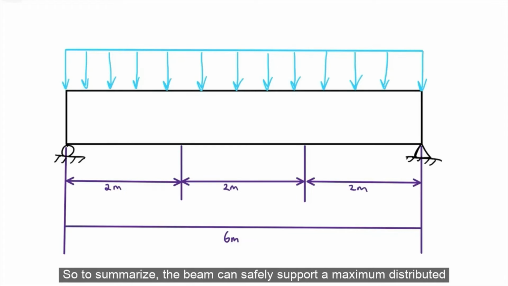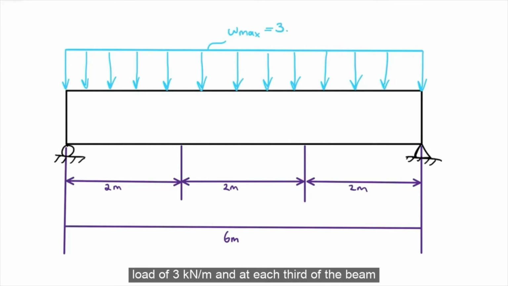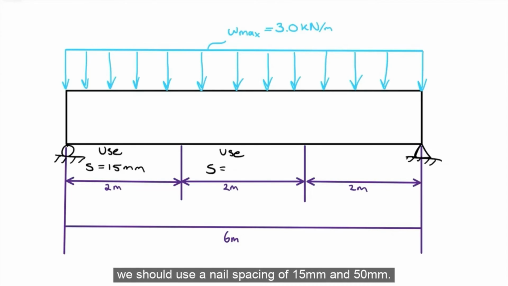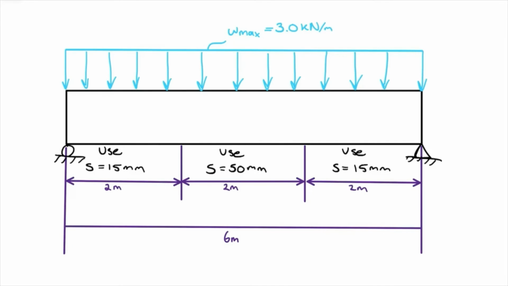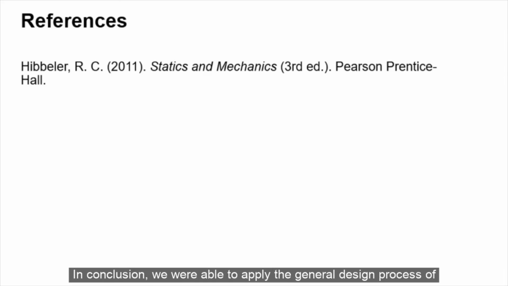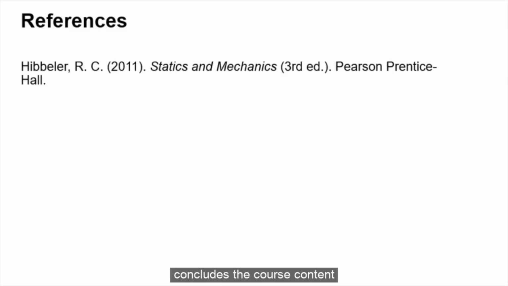So to summarize, the beam can safely support a maximum distributed load of 3 kilonewtons per meter, and at each third of the beam, we should use a nail spacing of 15 millimeters, 50 millimeters, and 15 millimeters. In conclusion, we were able to apply the general design process of beams into this example. That concludes this video, and that also concludes the course content.